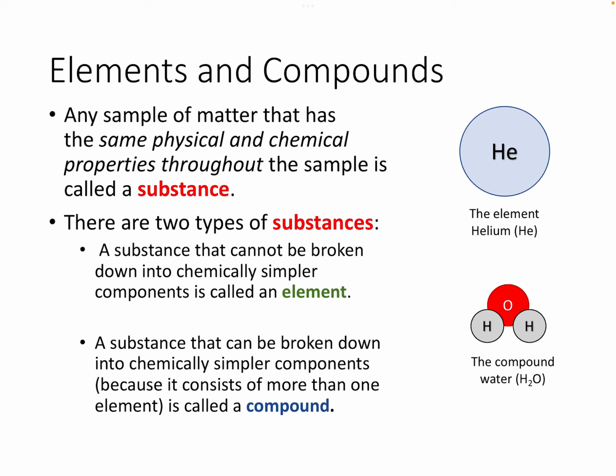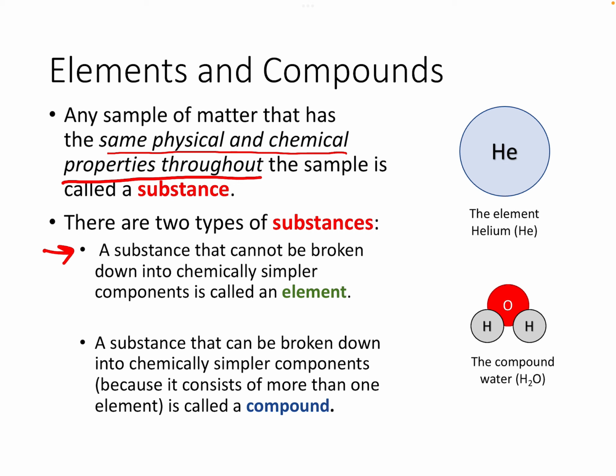Any sample of matter that has the same physical and chemical properties throughout the sample is called a substance. And there are two types of substances. We have elements and compounds. Now, an element is a substance that cannot be broken down into chemically simpler components.